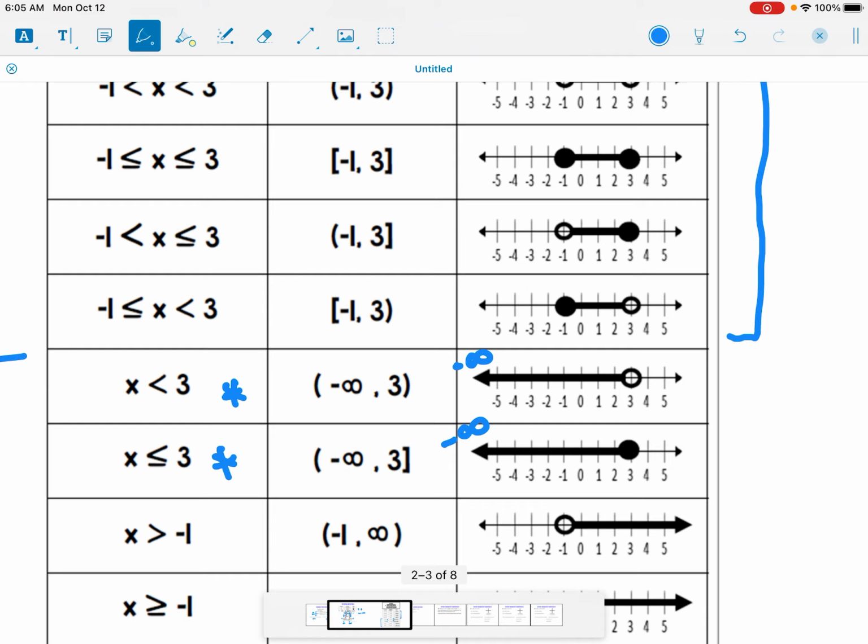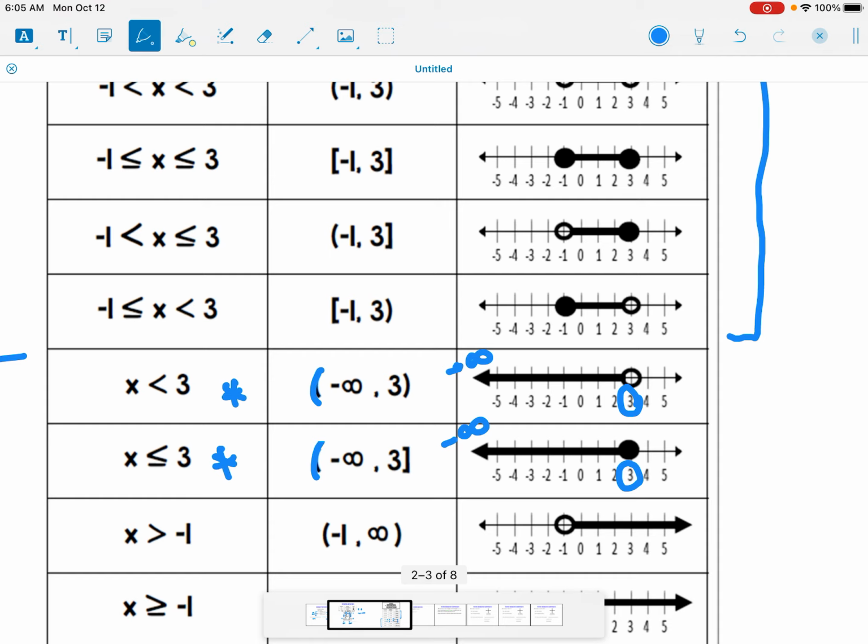And then over here on the right side, for this first one, the number line ends at 3. So those would be the 2 numbers I want to use in my interval: negative infinity, comma, 3. And with the infinities and negative infinities, you will always use the rounded parenthesis because it's not an actual number that you can equal or include. It's a bunch of numbers, so you want to use the rounded parentheses for the interval.